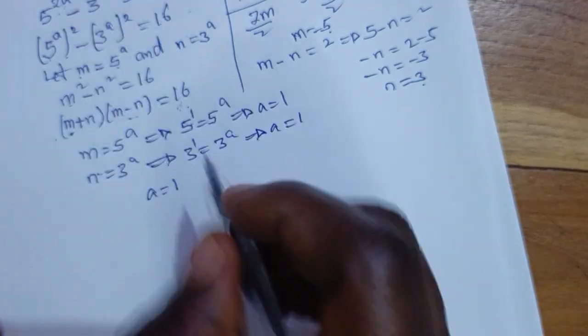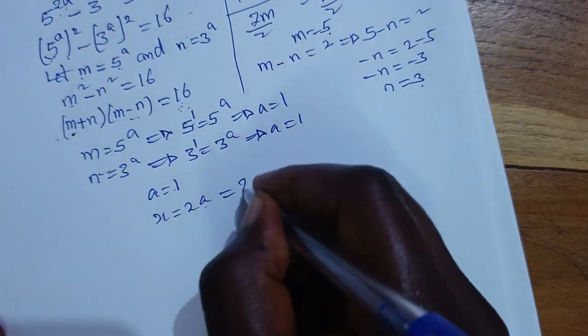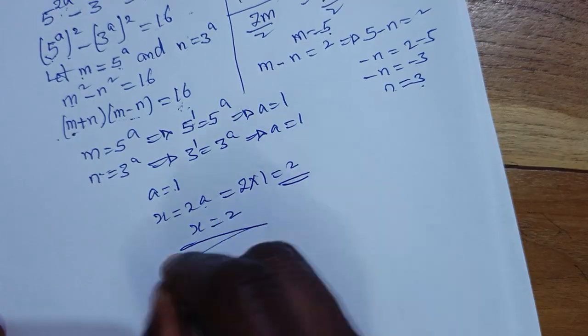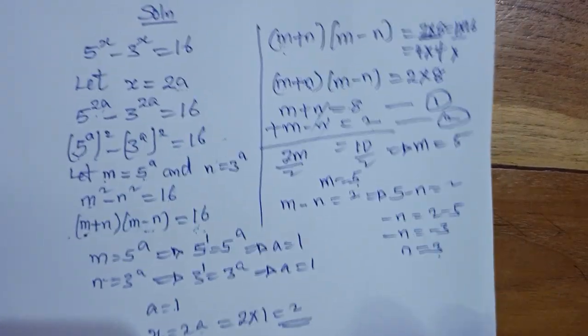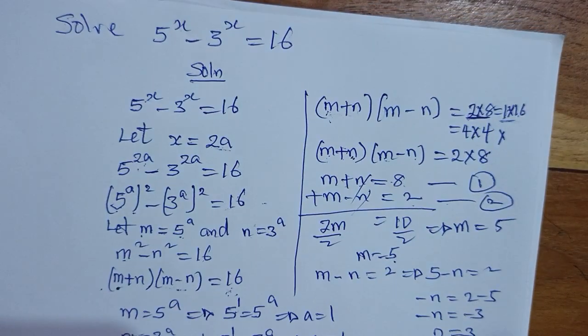And we have x to be 2a. Then x equals 2a. Substitute 1 for a. That will be 2 times 1. We have 2. So therefore, x is said to be 2. With the knowledge of the Diophantine equation, we got x to be 2 in this equation.